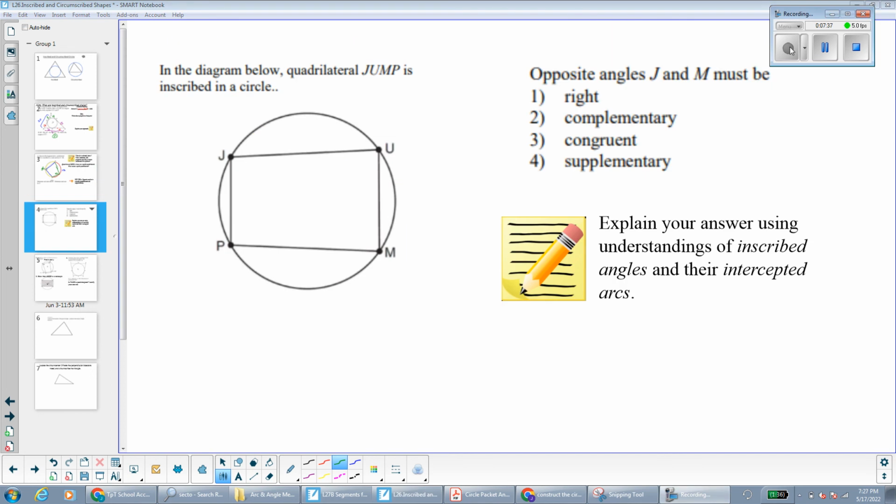Take a second and answer the question shown here. It's a multiple choice question, so you're choosing from answer choice 1, 2, 3, or 4.